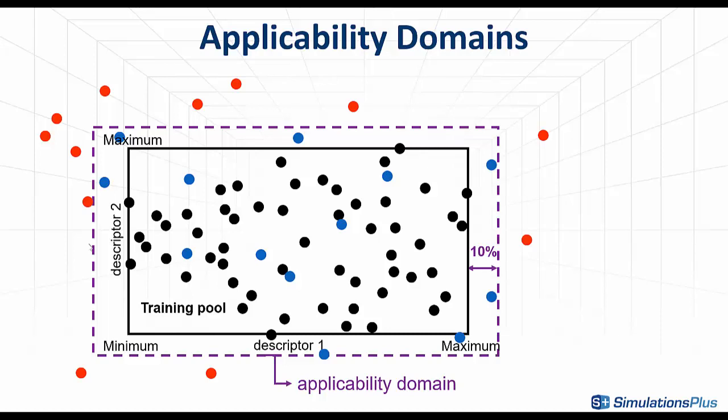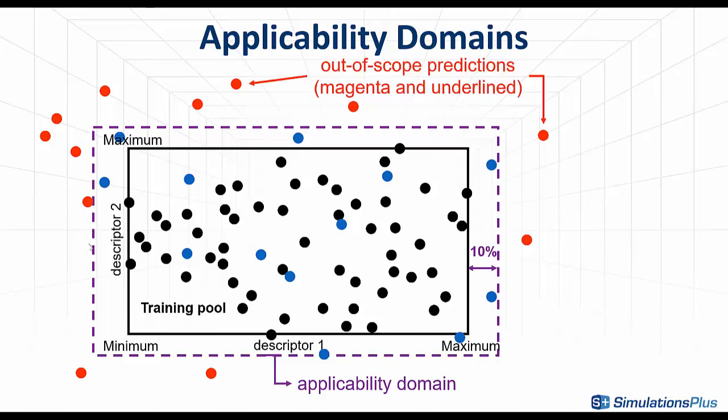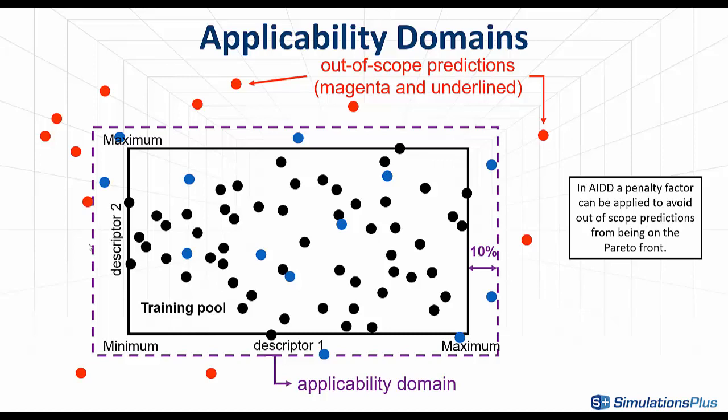And then any molecules where their properties fall outside of this would be called outside the applicability domain of the model. And in the interface, these are highlighted in magenta and underlined. Now, as far as AIDD is concerned, if we predict a property that you're optimizing, such as BACE1 PIC50, and that prediction is out of scope, then we would apply a penalty to that prediction. So we'd lower the priority of that molecule, and so it wouldn't typically be on the Pareto front. So this way, we eliminate molecules that have out of scope predictions.